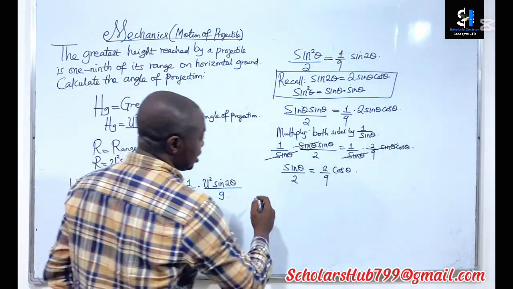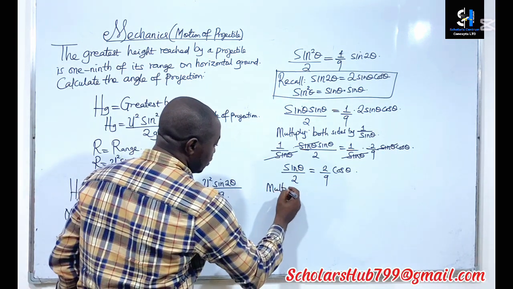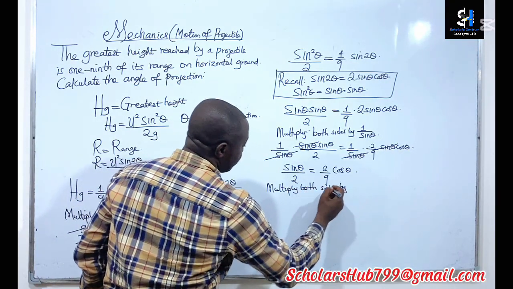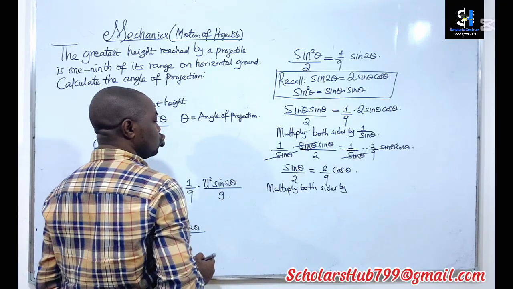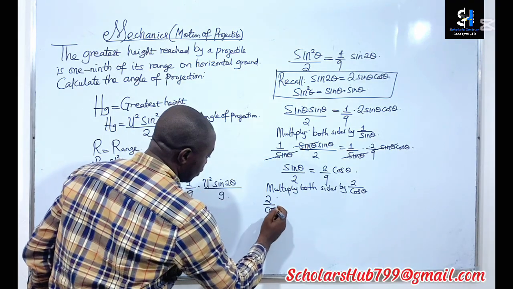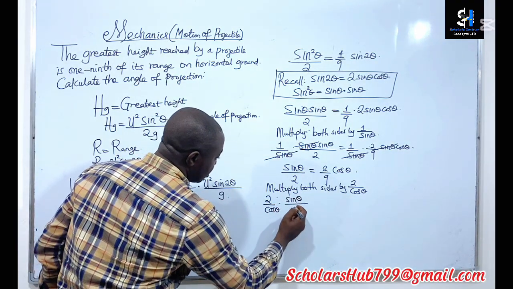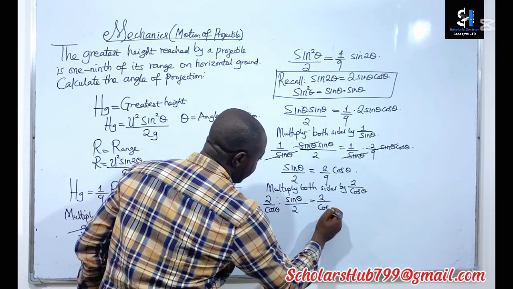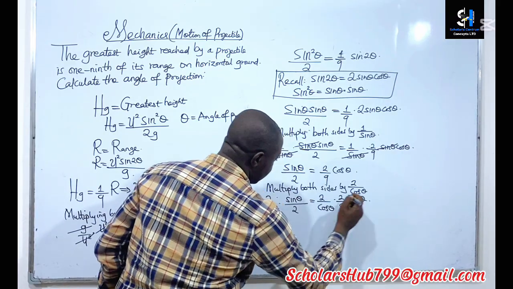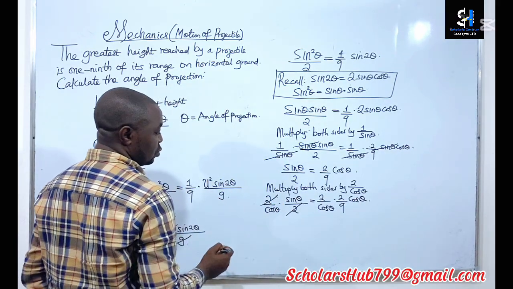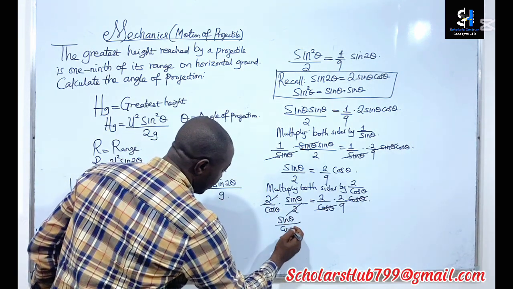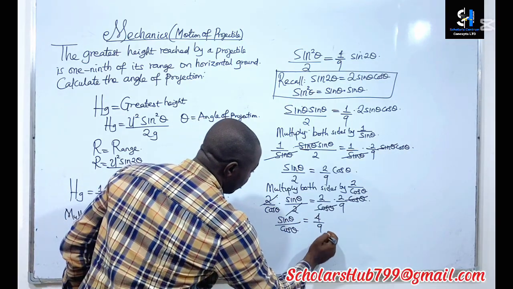Okay, so in this case, let's multiply both sides again by 2/cos theta. So that will be 2/cos theta multiplied by sin theta over 2 equals 2/cos theta multiplied by 2/8 cos theta. So 2 will cancel 2, then cos theta will cancel out. So in this case, we have sin theta over cos theta equals 4/8.